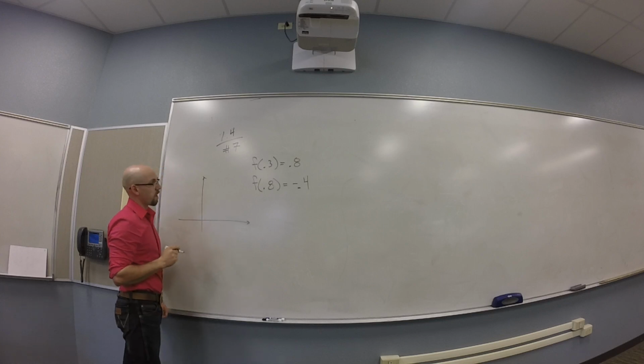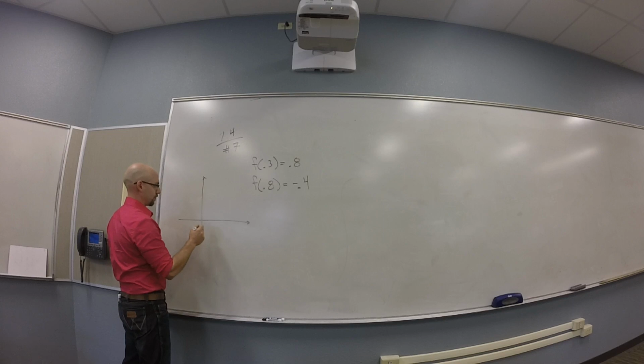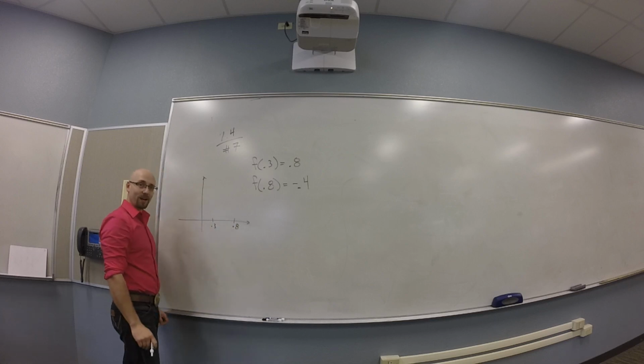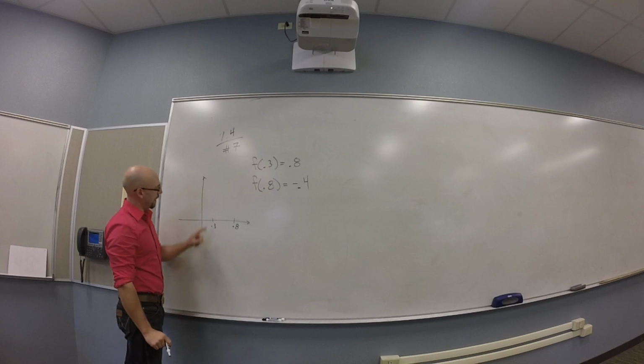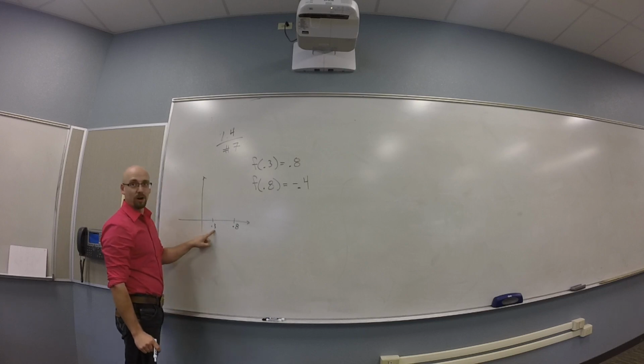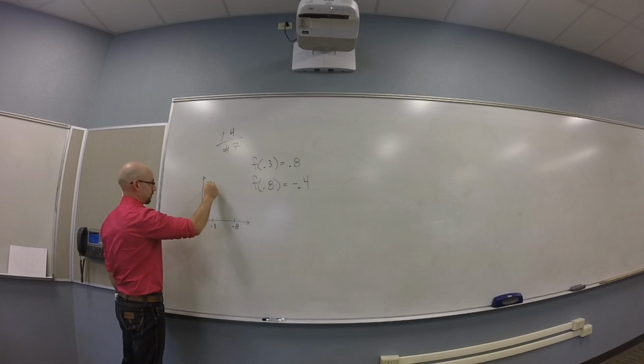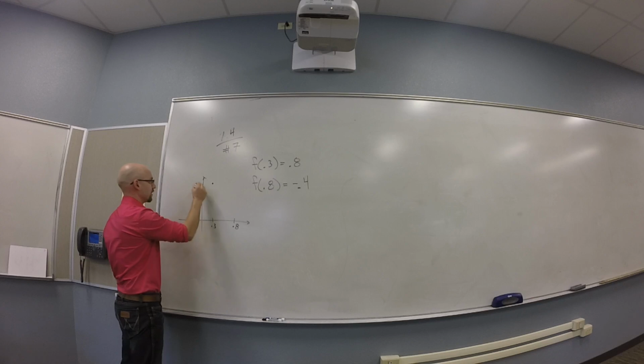Your input is 0.3, your output is 0.8. So x is 0.3 and y is 0.8, or is it the other way? Okay, so I'm going to tick this out in tenths. There's 0.3, and over here at a little more than double that, but less than triple that, is 0.8. And then at 0.3 I'm supposed to go up 0.8. Dot there, give or take.